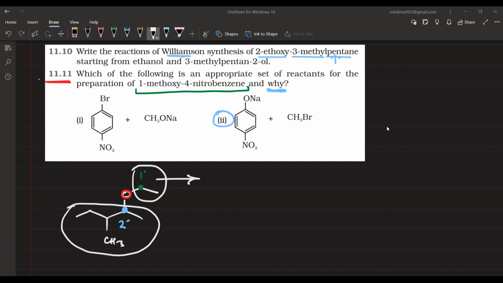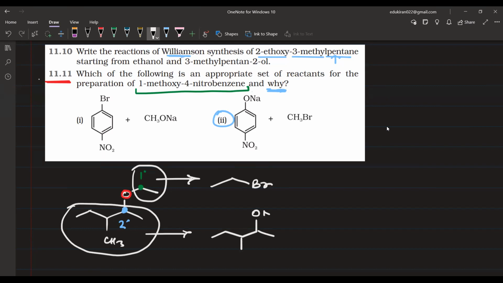For unsymmetrical ether, it is preferred to have the 1 degree as the haloalkane. So what is this 1 degree carbon? It is 1 and 2 carbon atoms, and then we'll use some Br group, right? And this whole fragment will be coming from alkoxide. Yes or no? Yes.